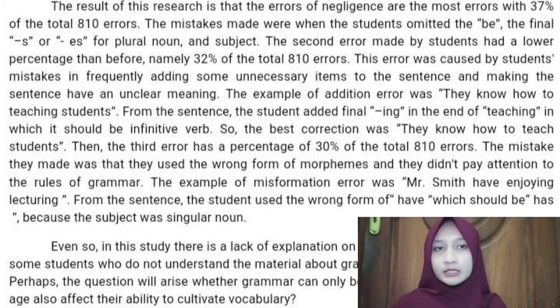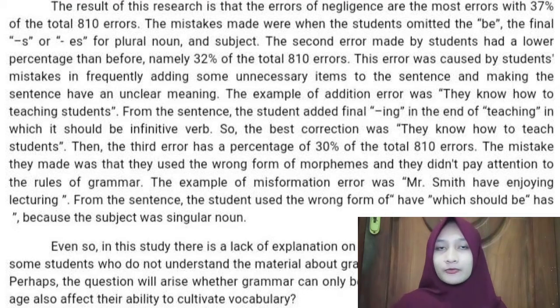The example of an addition error was, "they know how to teaching student." From the sentence, the student added the final ing at the end of teach, in which it should be an infinitive verb. So, the best correction was, "they know how to teach student." Then the third error has a percentage of 30% of the total 810 errors. The mistake they made was that they used the wrong form of morpheme and they didn't pay attention to the rule of grammar.